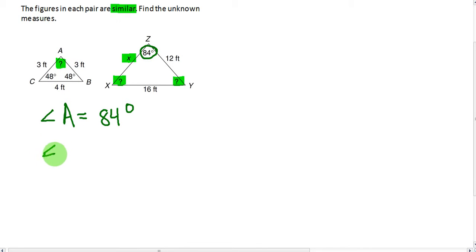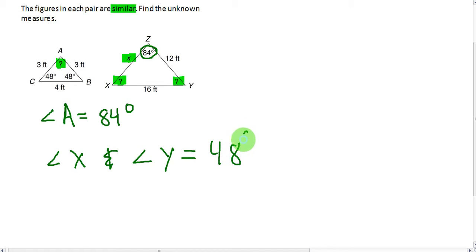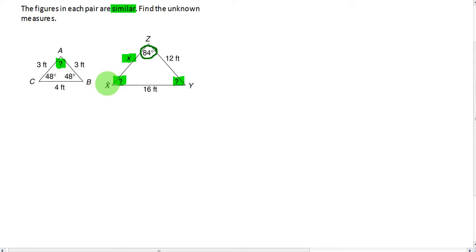So I could say that the measure of angle X and the measure of angle Y equal 48 degrees. Cool, let's go on and look for the length of side XZ.